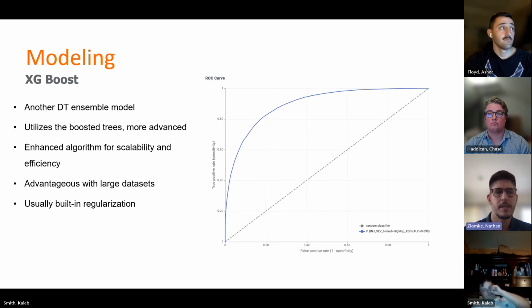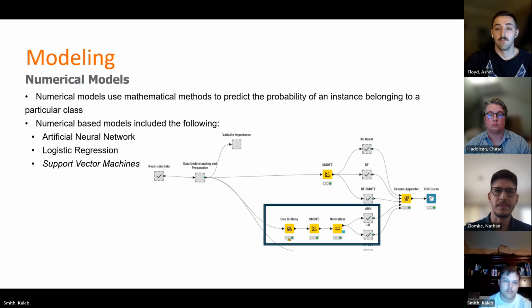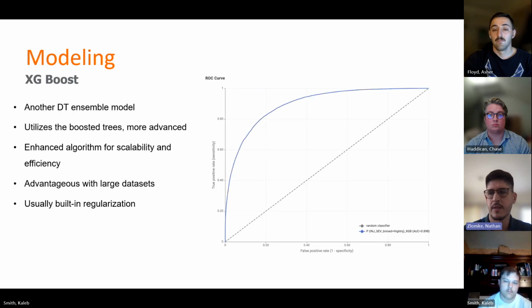XGBoost was another ensemble method we looked at. It works similar to gradient boosting by boosting weak learners. However, it's more efficient and scalable than a normal gradient boosting method. It's better for larger data sets and has some built-in regularization features that can reduce overfitting. But basically, it boosts weak learners to learn from different mistakes of previous decision trees to make a more robust prediction. I left out, but the ROC was our second best on that. I think it was around 90% on that.